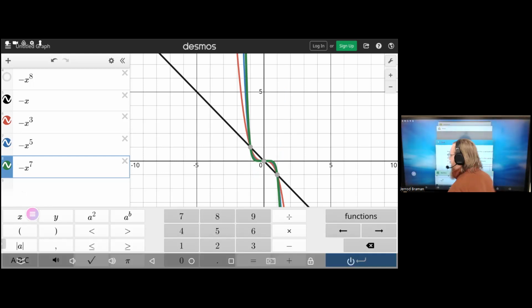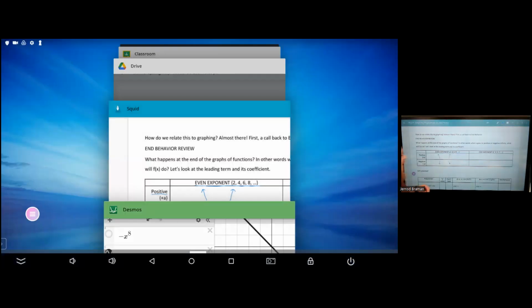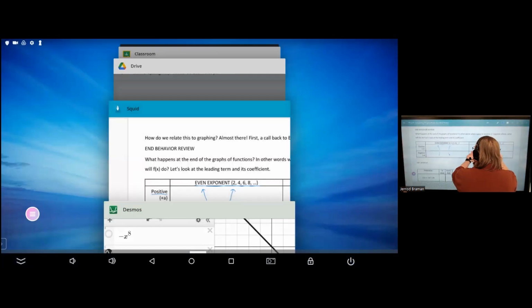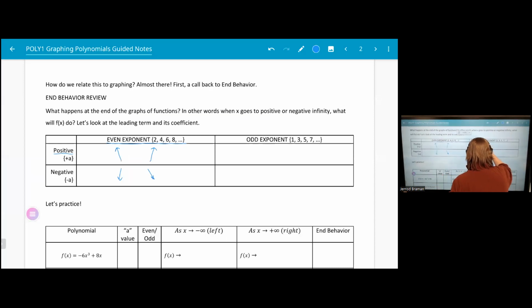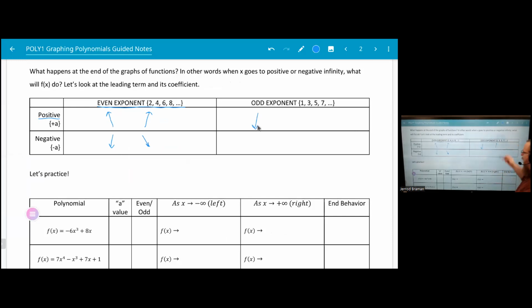little table here again. Let's make sure we're all on the same page on having this table filled out. We just said with an odd exponent and a positive value, it was down on the left and up on the right. That's what the graphs look like. And if it was negative, it was flipped. It was up on the left and down on the right. Now, how are we going to use this? I'm glad you asked. We're going to get there, I promise.